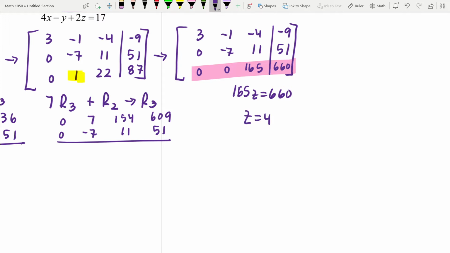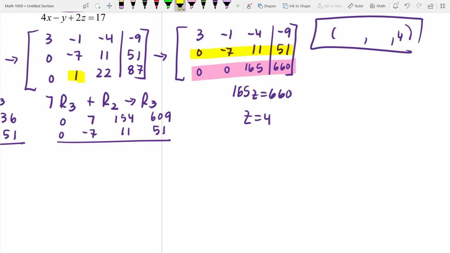The second you get a number that's not a fraction, then your confidence should go through the roof, because it's not very common to make an error and get a number that's not a fraction, okay? So I'm feeling pretty good. I'm feeling like I'm in good shape. So I'm going to put that 4 there. Then you just work your way up.